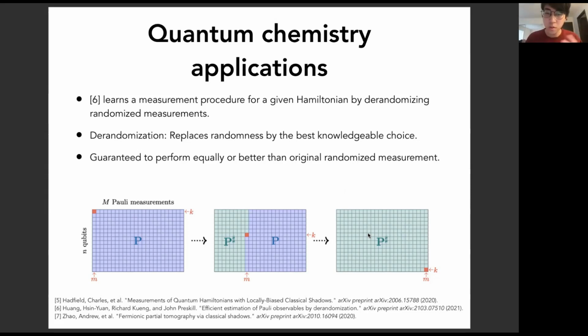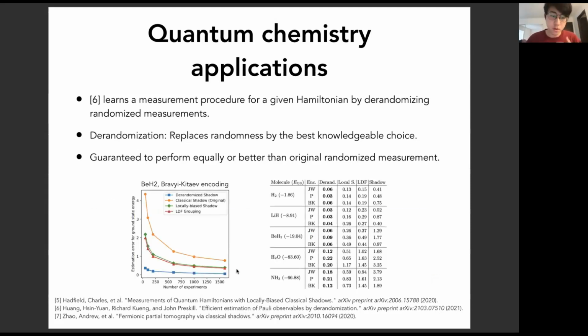And by choosing a proper cost function, after doing the de-randomization, the final procedure that you come up with would always perform equally or better than the original randomized measurement. And in a lot of cases, especially in quantum chemistry applications, it's significantly better than the original randomized measurements. So here is just a plot for measuring the molecular Hamiltonian for BH2 under Ravi-Kitaev encoding. The yellow lines are the original classical shadow, and the blue line is when you de-randomize it. The y-axis is the estimated error, while the x-axis is the number of experiments.